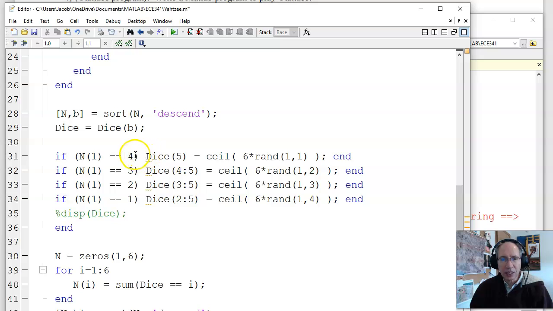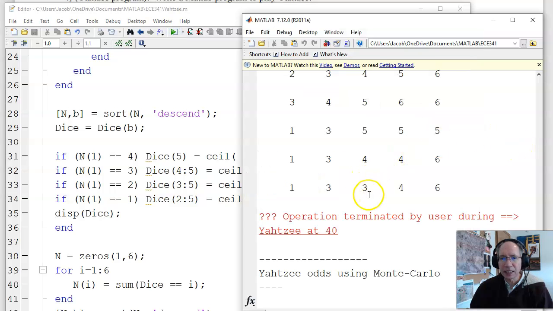I'll then check. If I had 4 of a kind, I will re-roll the last die. 3 of a kind, re-roll 2 dice, 3 dice, 4 dice, and display it at the end. So I'm just going to run this once, and this is for debugging your code.